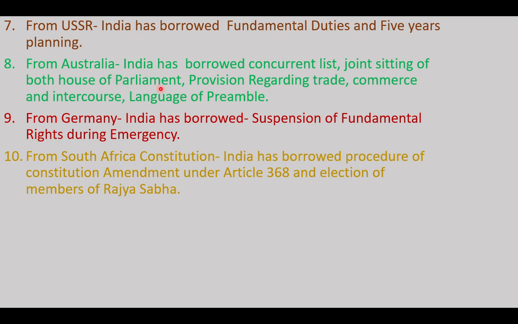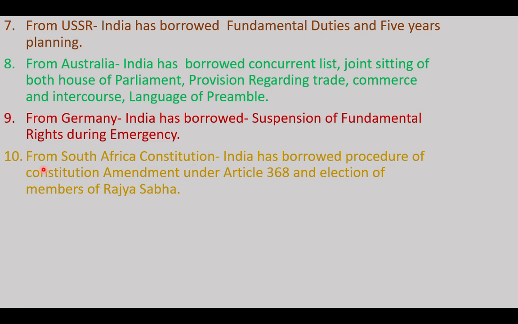It is called by the President and presided over by the Speaker of Lok Sabha, as we all know. And provision regarding trade, commerce, intercourse. It is also taken from the Australian Constitution, and the language of the preamble has also been taken from the Australian Constitution. And the next one is from Germany. From Germany, India has borrowed suspension of fundamental rights during emergency. Very important. And national emergency comes under Article 352.